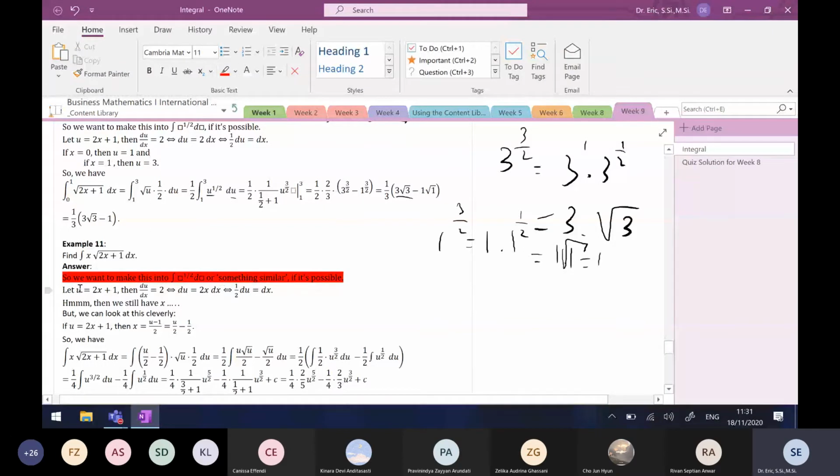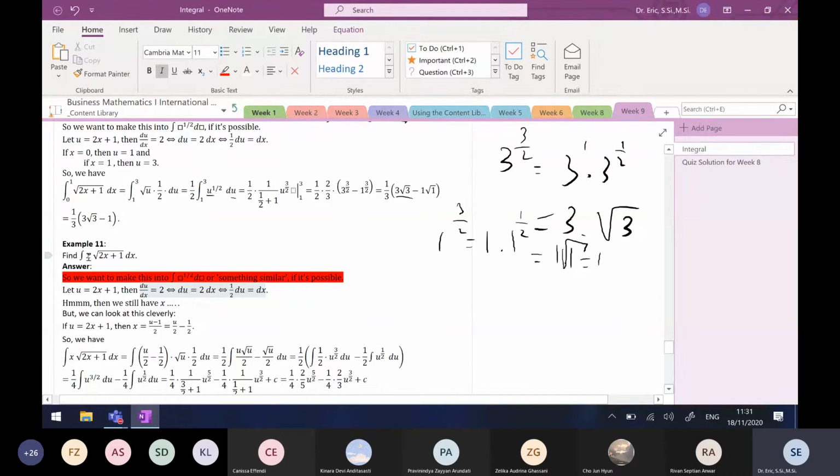Okay, so you want to find the square root, u to the power of a half. So u should be 2x plus 1. Then du dx should be 2, and du equals 2 dx. Okay, you can multiply here. So what is dx? I want to find dx. Dx is a half du.